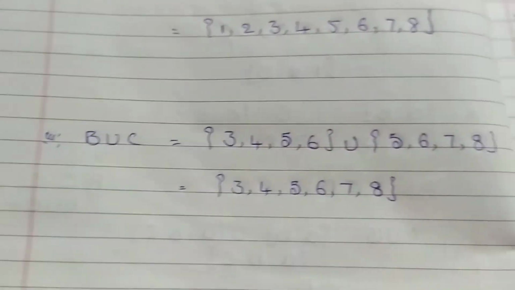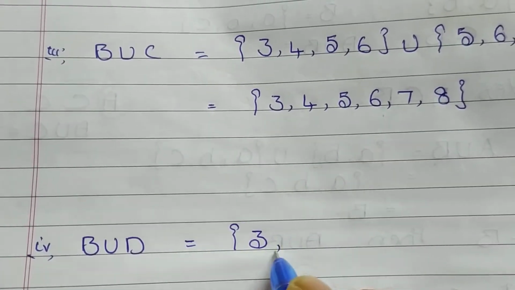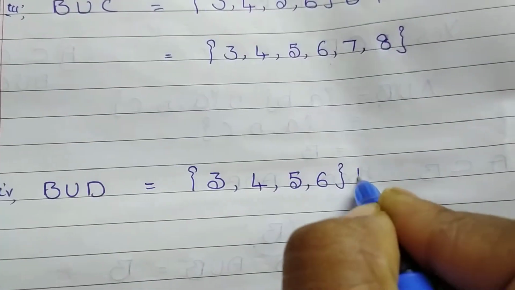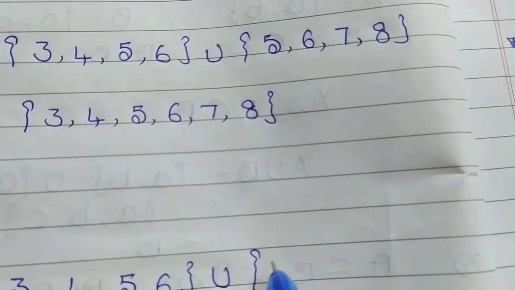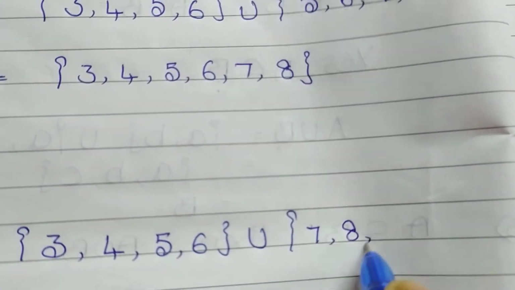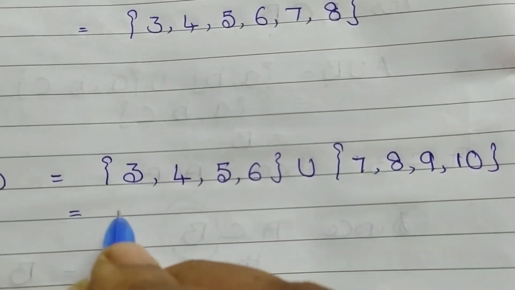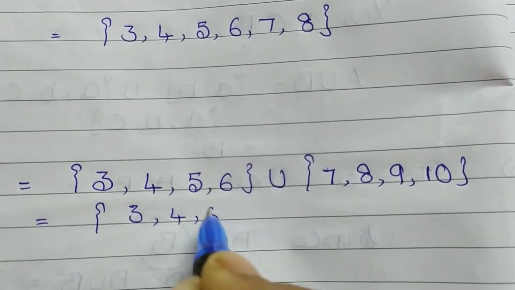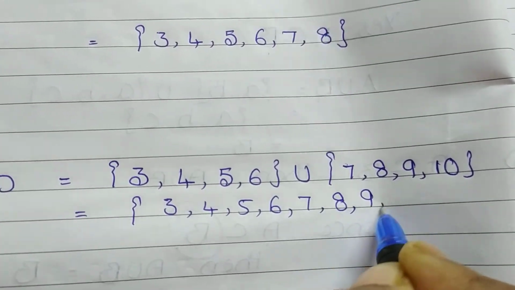Now B union D. What is the set B? B is 3, 4, 5, 6, union D. What is D they gave? 7, 8, 9, 10. So this can be written as 3, 4, 5, 6, 7, 8, 9, 10.